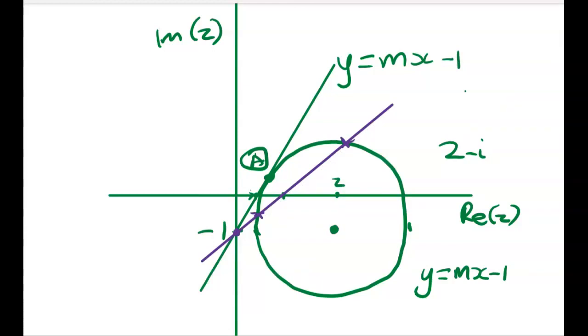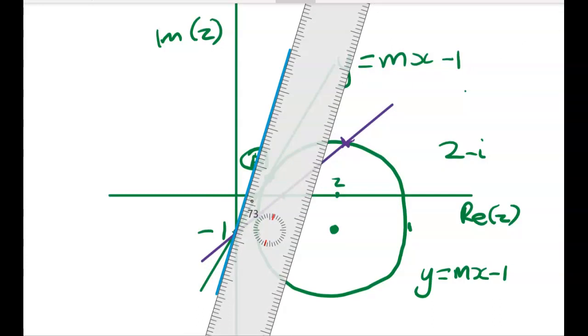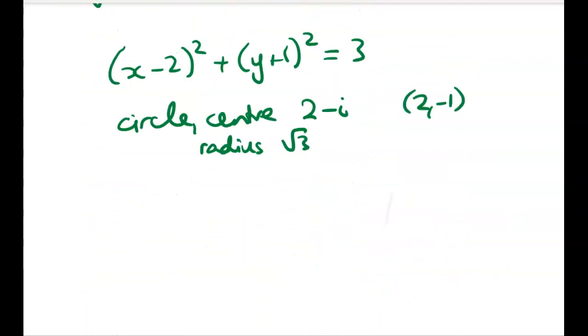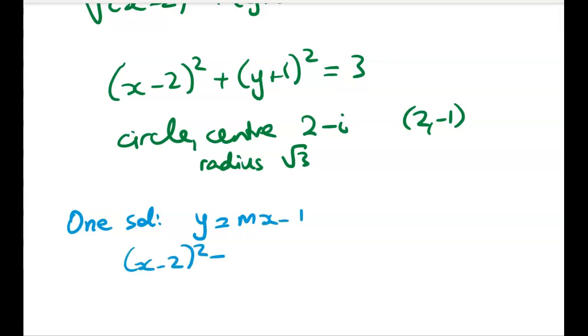And the other thing that could happen, you can probably see where this is going. Where's my ruler? Is that if it was like this, there would be no solutions to this solved simultaneously with the locus equation. So what we want is the value of m that's going to give us just one solution. So if we go through here, one solution for y equals mx minus 1 and this.